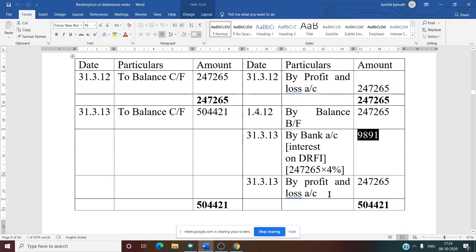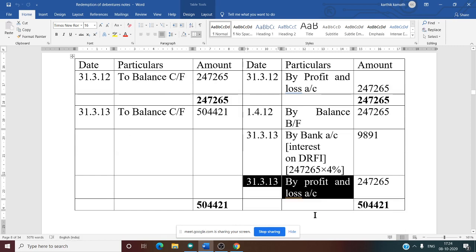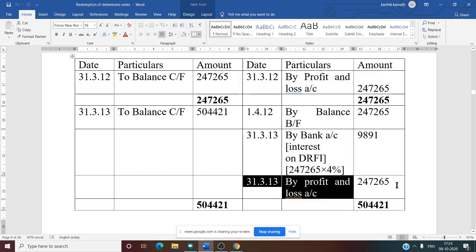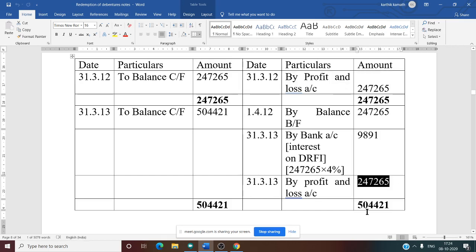Then as usual, for every year end, you need to set aside this amount, that is by profit and loss account, same entry. In the previous year also we have set aside, see this. So this year also we are going to set aside the same amount, that is 2,47,265. So the total of the second year is 5,04,421 on both sides, no other entry in the debit side. So to balance carried forward, that is 5,04,521. That is for the second year.